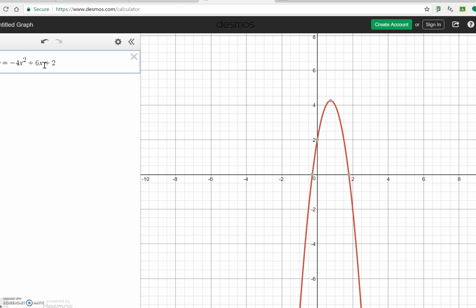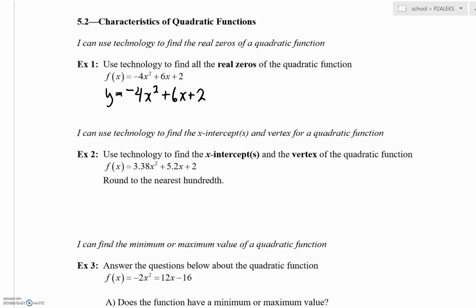So we're going to use technology to find all the real zeros here. As we're looking at this, we can just click and see that we get 1.78 roughly, going to the nearest hundredth, right here. Click on this other x-intercept and you'll get -0.28. So you can see that's really what we're going to be doing, just letting this curve get taken care of real quickly.